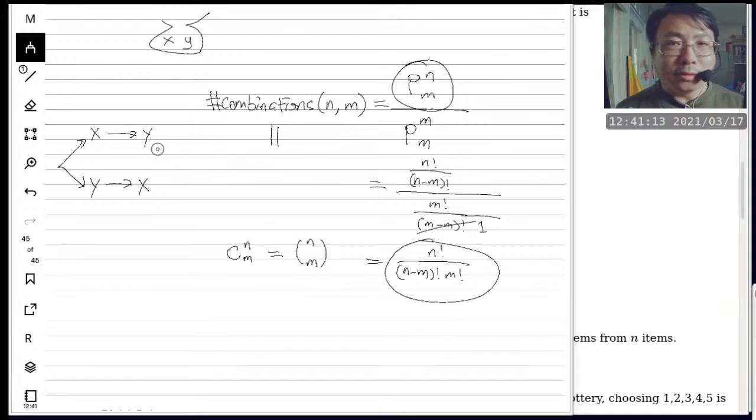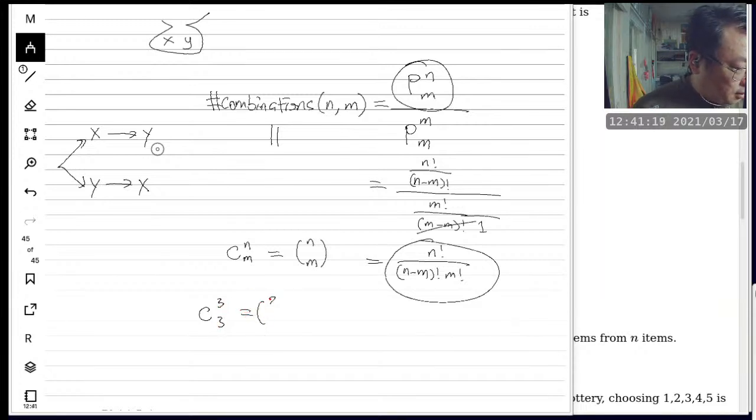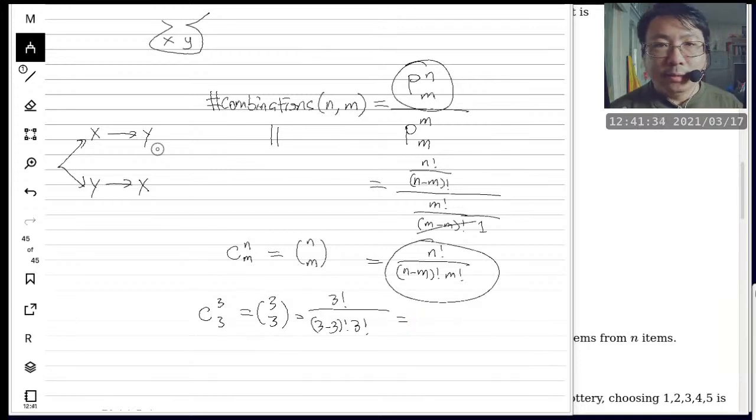Plug in the numbers. What is C of 3, 3? Which is 3 factorial divided by (3 minus 3) factorial times 3 factorial. What does that boil down to? What do you think? Exactly. It's just 1. Does it make sense?